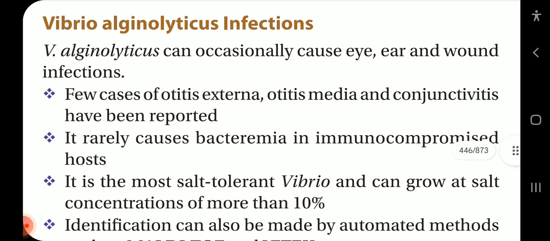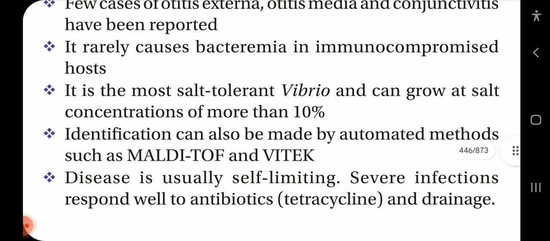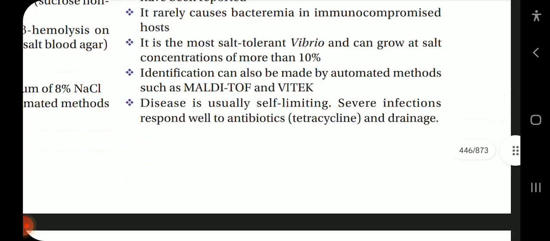Vibrio alginolyticus infection can occasionally cause eye, ear, and wound infection. Few cases of otitis externa, otitis media, and conjunctivitis have been reported. It rarely causes bacteremia in immunocompromised hosts. It's the most salt tolerant Vibrio and can grow at salt concentrations of more than 10%. Identification can also be made by automated methods such as MALDI-TOF and Vitek. Disease is usually self-limiting. Severe infections respond well to antibiotics, tetracycline, and drainage.